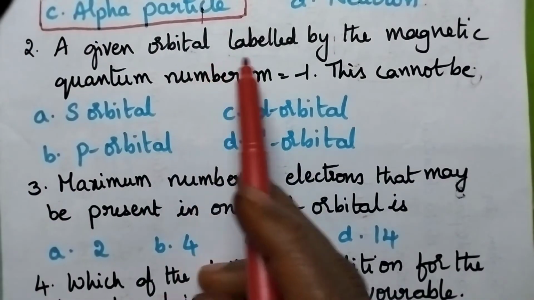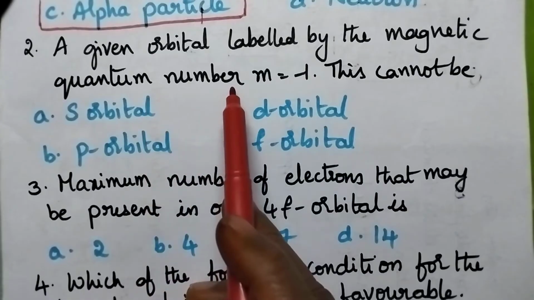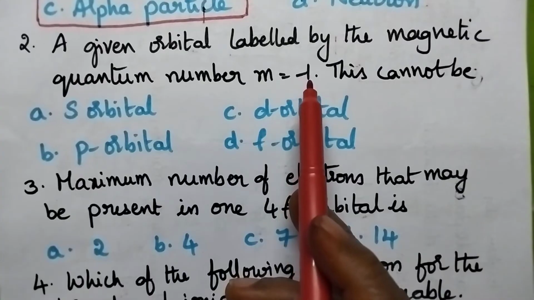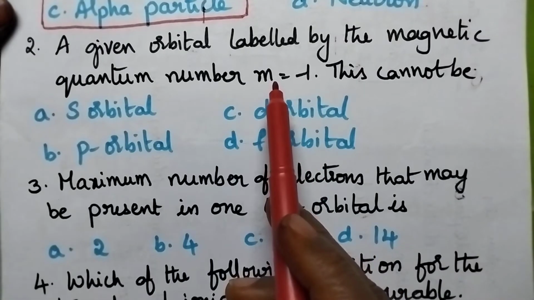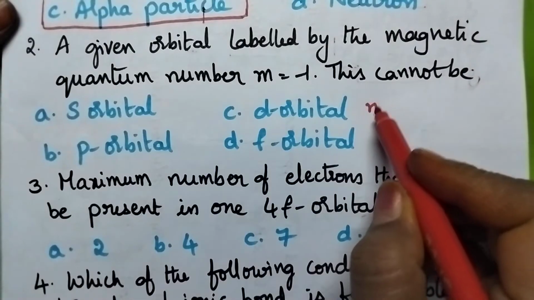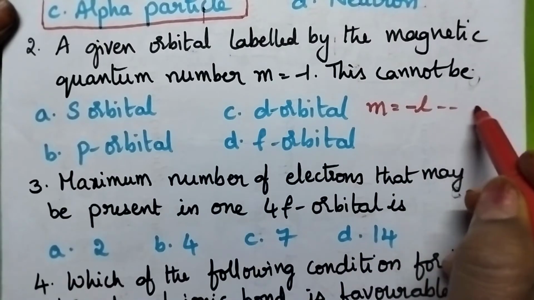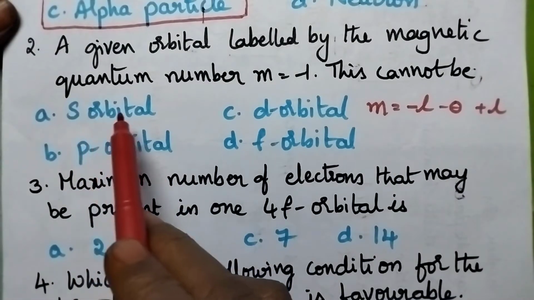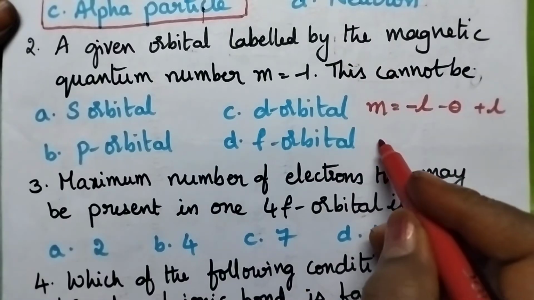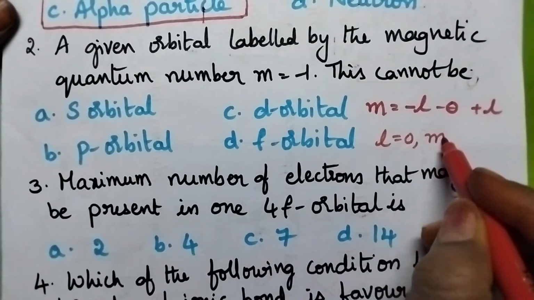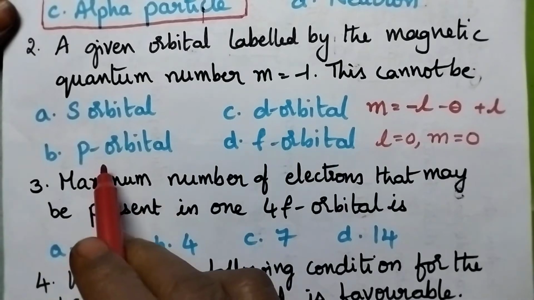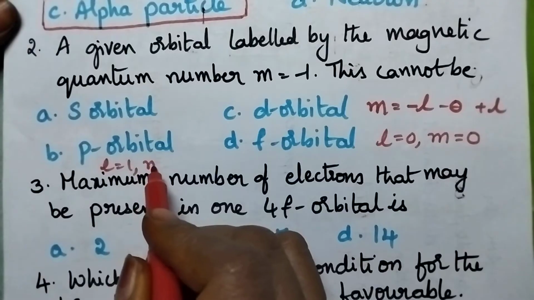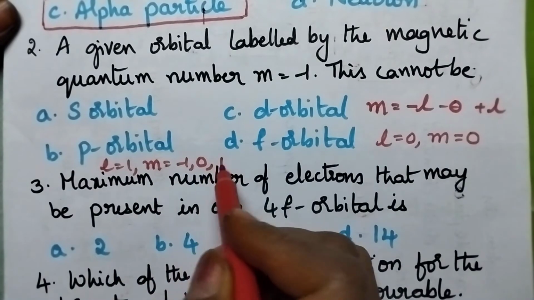A given orbital is labeled by the magnetic quantum number m equal to -1. This cannot be. So m equal to -1 means the values of m depend upon the L values. The m value varies from -L to +L including 0. Especially if we consider s orbital, here the L value is 0, so the m value is equal to 0. Coming to the p orbital, L value is 1, so m value includes -1, 0, 1.